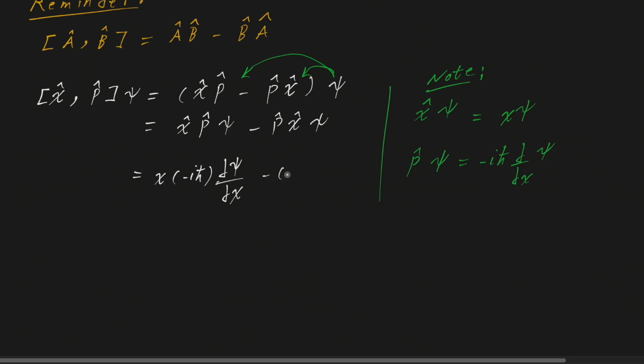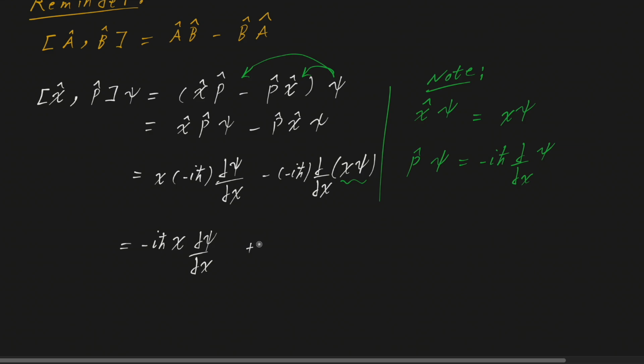minus minus i h bar d by dx of the entire state x psi. So it's different. The derivative is applied on the multiplication x psi together in this case, which is different from the one on the left, because the derivative only applies there to psi. So what we get on the left is minus i h bar x d psi by dx. And we'll just use the chain rule to get the following solution.